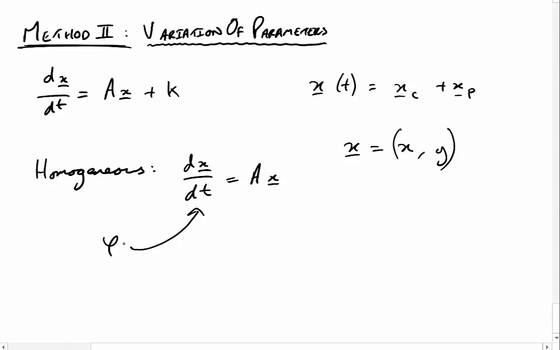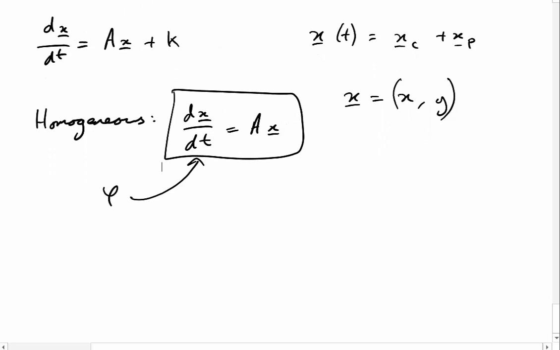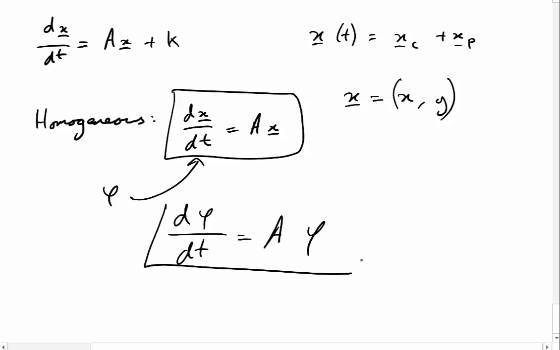If I just plug that fundamental matrix back into this homogeneous system, then it will still be satisfied. I've shown you that in a couple of previous videos. So essentially I can rewrite this as d phi by dt equals A phi. I've rewritten this, it's exactly the same thing, it's just now I'm considering a fundamental solution. I've just put the fundamental solutions back in.